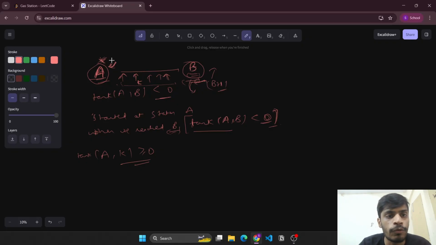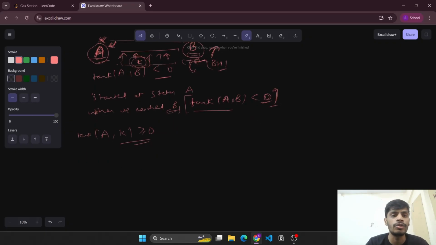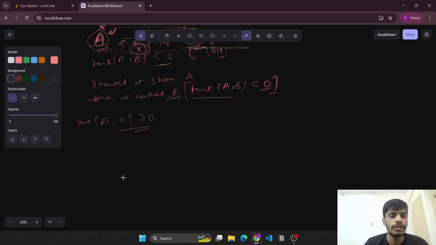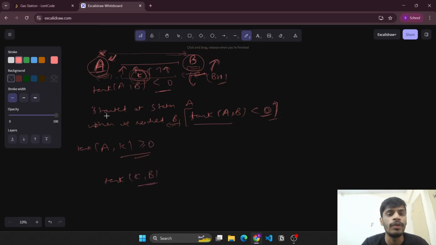Once we have checked from A to B, is it redundant to check the cases in between, the gas stations lying between A and B, or do we need to look for newer indexes lying beyond B? So let's try to analyze. Suppose A was not possible, and suppose we started at tank k. We need to find the value of the tank if we started at this kth index, which lies between A and B.